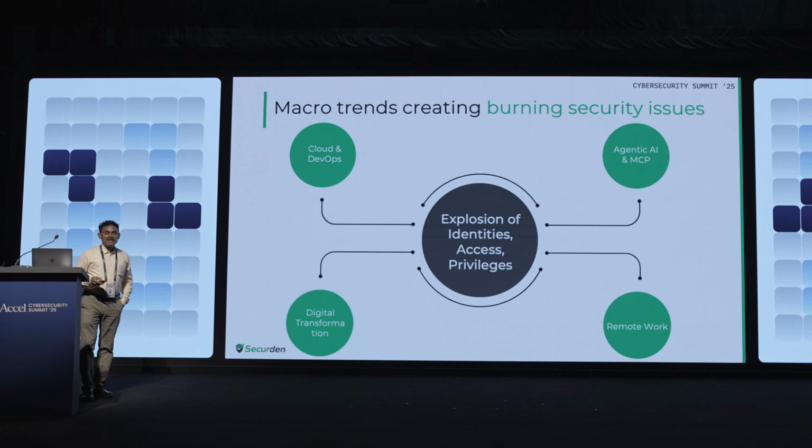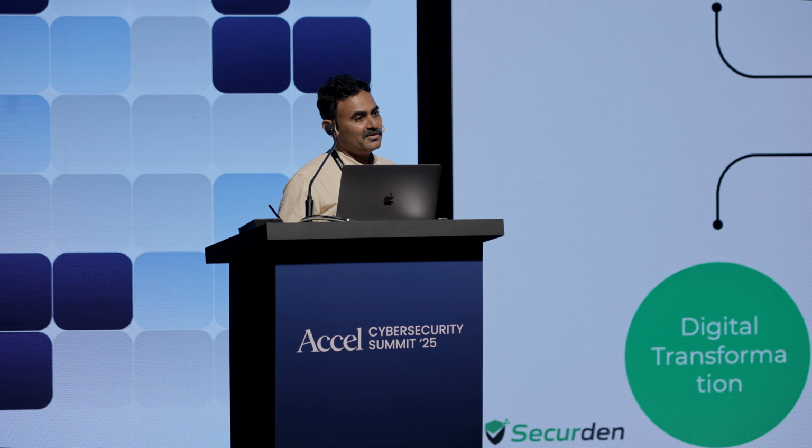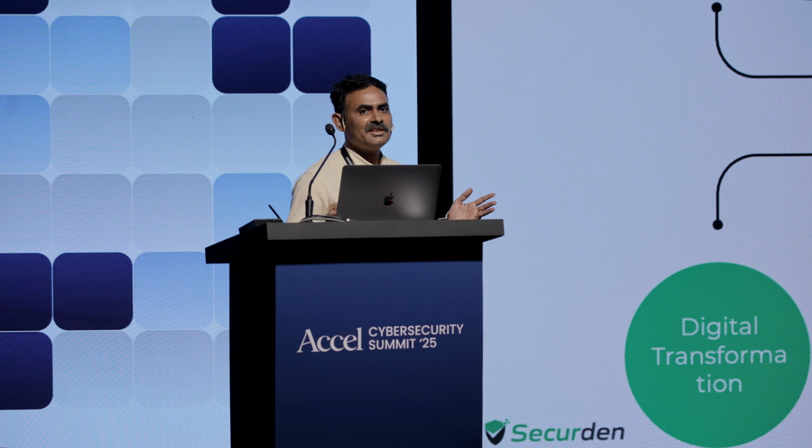When we talk about the macro trends today, we have seen digital transformation, large-scale cloud and DevOps adoption, remote work, and recently agentic AI and MCP. All these things give rise to an explosion of three things: identities, access, and privileges. When I say identities, it includes passwords, keys, tokens, certificates, pretty much anything that grants access to resources. When you talk about identities, naturally the questions of who gets access to those identities and what level of access, the privileges, come into picture.